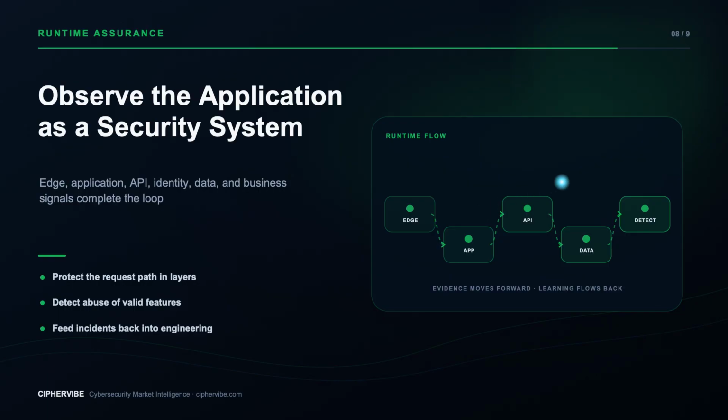Roll back or disable features safely, revoke affected identities and secrets, patch the root cause, add regression tests, and update the threat model. Measure time to remediate and recurrence, not merely how many findings a scanner produced.